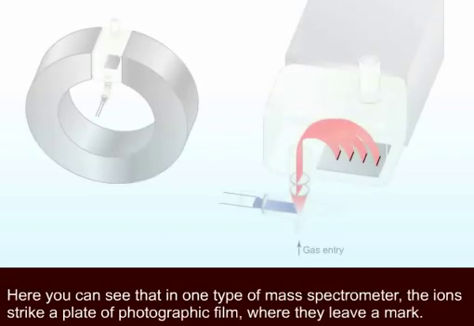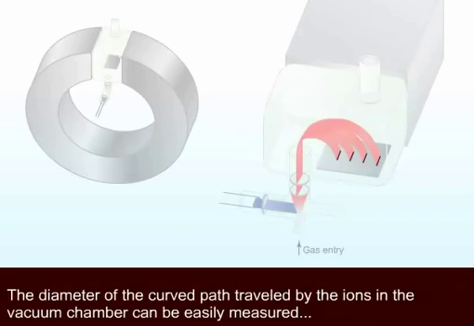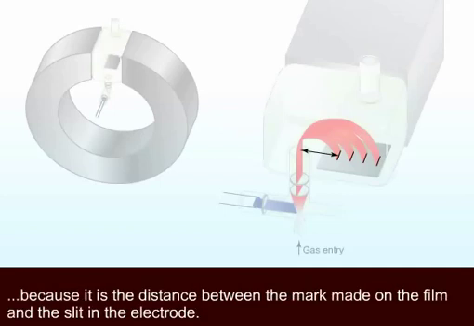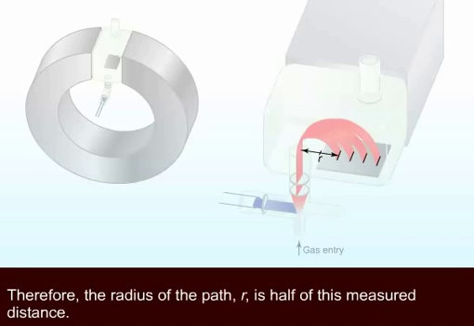Here you can see that in one type of mass spectrometer, the ions strike a plate of photographic film, where they leave a mark. The diameter of the curved path traveled by the ions in the vacuum chamber can be easily measured because it is the distance between the mark made on the film and the slit in the electrode. Therefore, the radius of the path, r, is half of this measured distance.